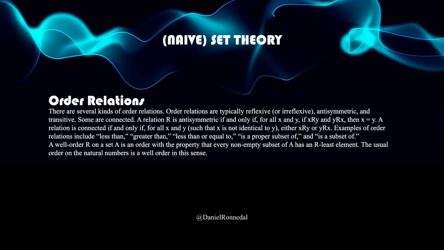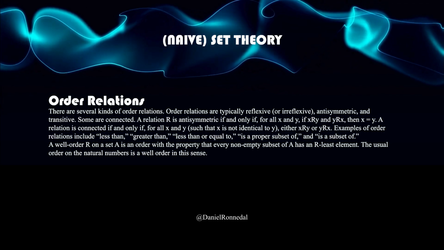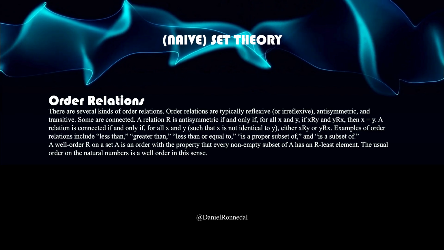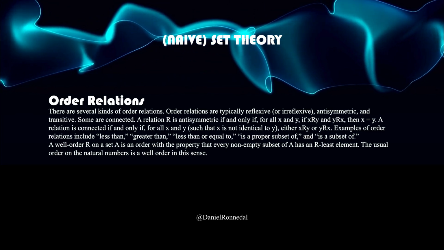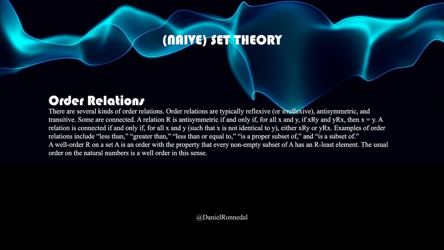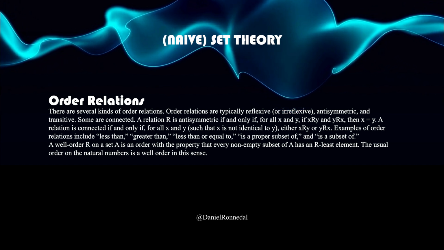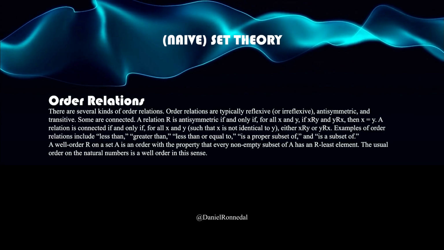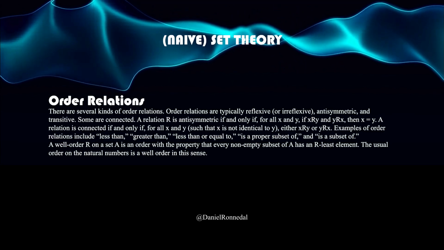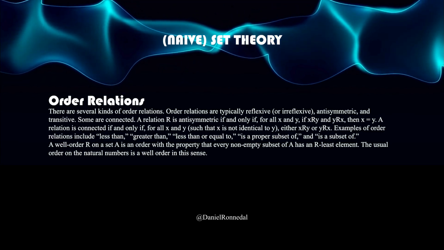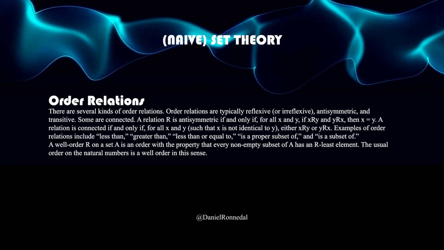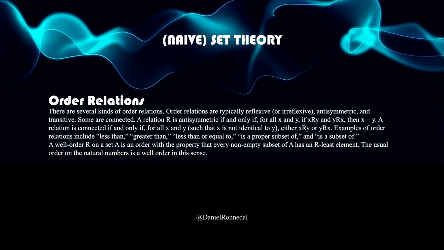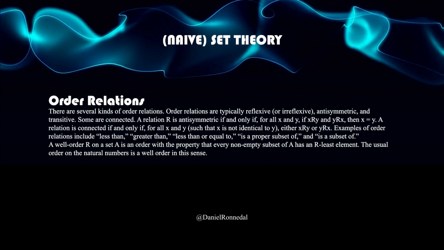A relation is connected if and only if for all x and y such that x is not identical to y, either xRy or yRx. Examples of order relations include less than, greater than, less than or equal to, is a proper subset of, and is a subset of. A well-order R on a set A is an order with the property that every non-empty subset of A has an R-least element. The usual order on the natural numbers is a well-order in this sense.